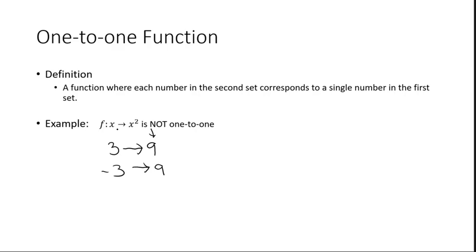Right? You plug a 3 in for x, you only get one answer back out for y. But if you put in a 9 for y, we get two different numbers possible for x. All right, so this is not one-to-one.